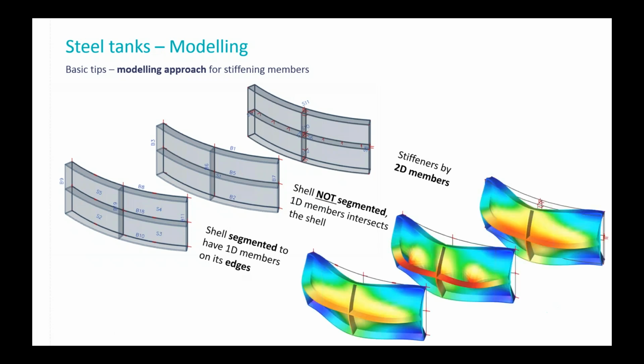Here a very important note is that only the first and third options will work correctly, as you can see from the deformed structure. The second option, if you are using 1D members to act as stiffeners to a single shell element and not placing them on its edges, will lead to wrong results because the elements are not connected all the way through. So this is very important to keep in mind and to choose an approach that suits you best, but is guaranteed to give you the best results.